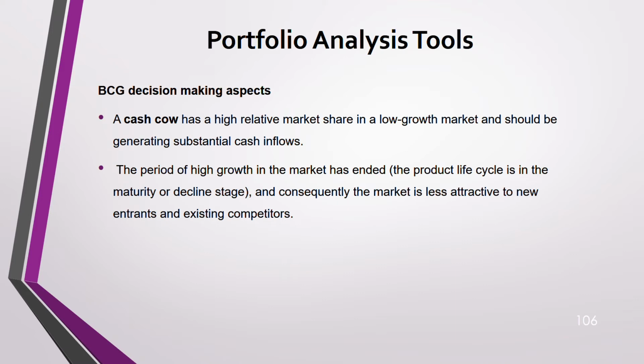That means you have to understand the product life cycle. You have to link the BCG matrix with the product life cycle basically; that will give you a better answer. So in the product life cycle, where will you be? There are four stages: introduction, growth, maturity, and decline. So in your product life cycle, you might be at the maturity stage or starting to enter the declining stage. Because of that, the market became less attractive to new entrants.